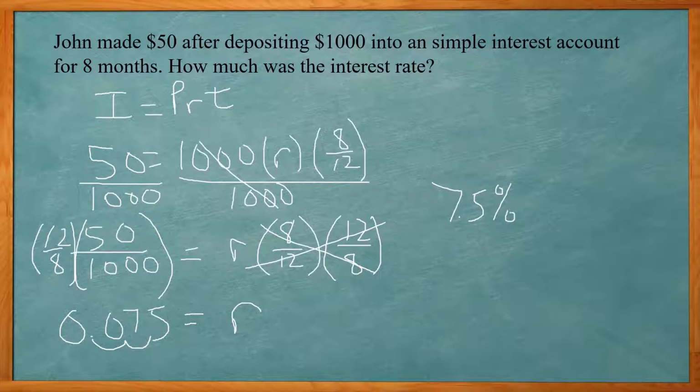Okay, so in this one we solve for R. Likewise, you can solve for P and T in the same process. You end up dividing by the R value and dividing by the T, or if the T is in a fraction form, multiply by the reciprocal.